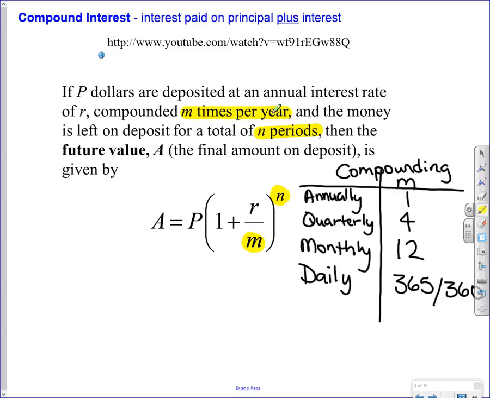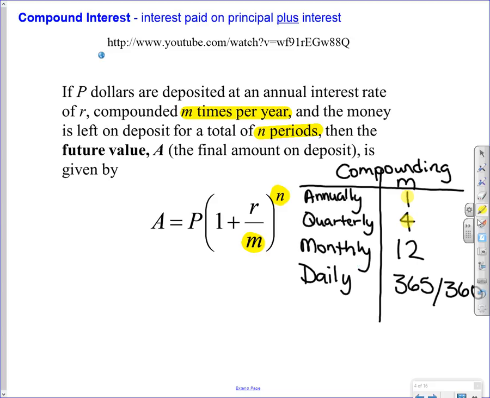For M, we can look at a few examples. We want to know that it's compounded M times per year. Your problem might say that it was compounded annually. If it's compounded annually, that means it's compounded one time a year, so M would be equal to 1. If it's compounded quarterly, that means 4 times a year, so your M would be 4. If it's monthly, it would be 12.